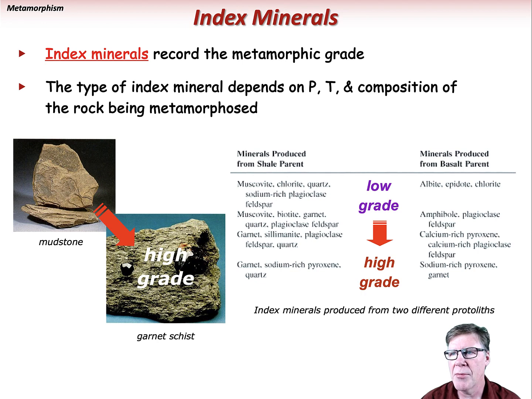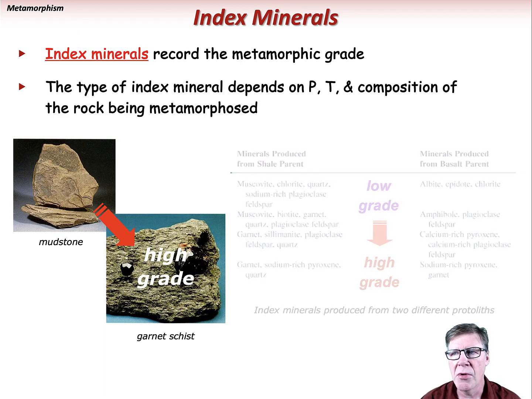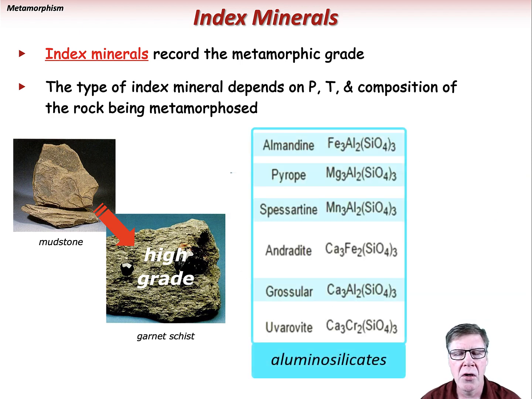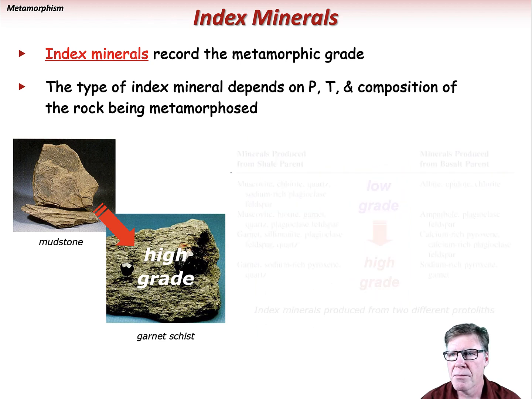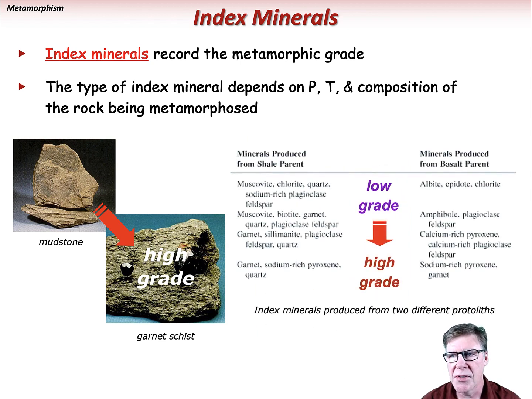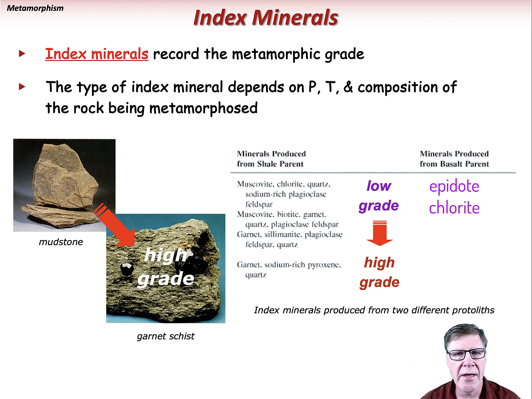The fact that our sample contains garnet indicates that it experienced moderate to high-grade metamorphism. Garnet commonly forms from mudstone protoliths because mudstone contains abundant aluminum necessary to grow aluminous minerals like garnet. Other protoliths have different compositions, and so different minerals may form during metamorphism. Minerals like epidote, chlorite, and amphibole typically form from a basaltic protolith, as well as garnet and pyroxene at higher metamorphic grades.